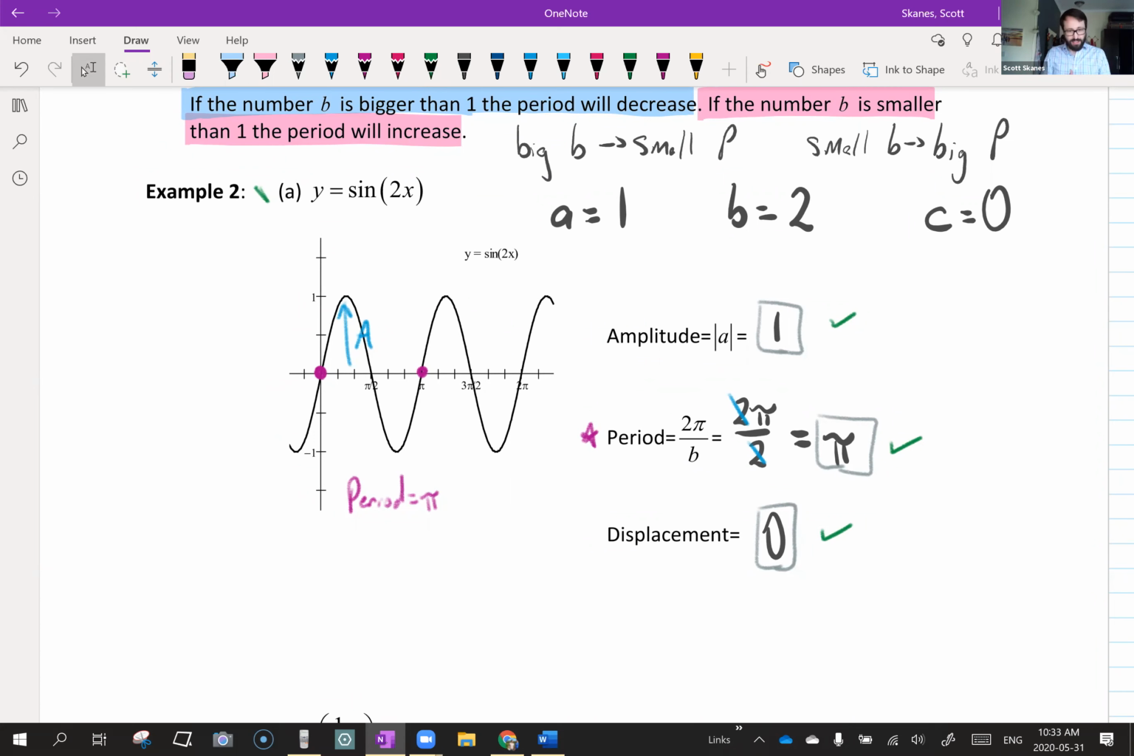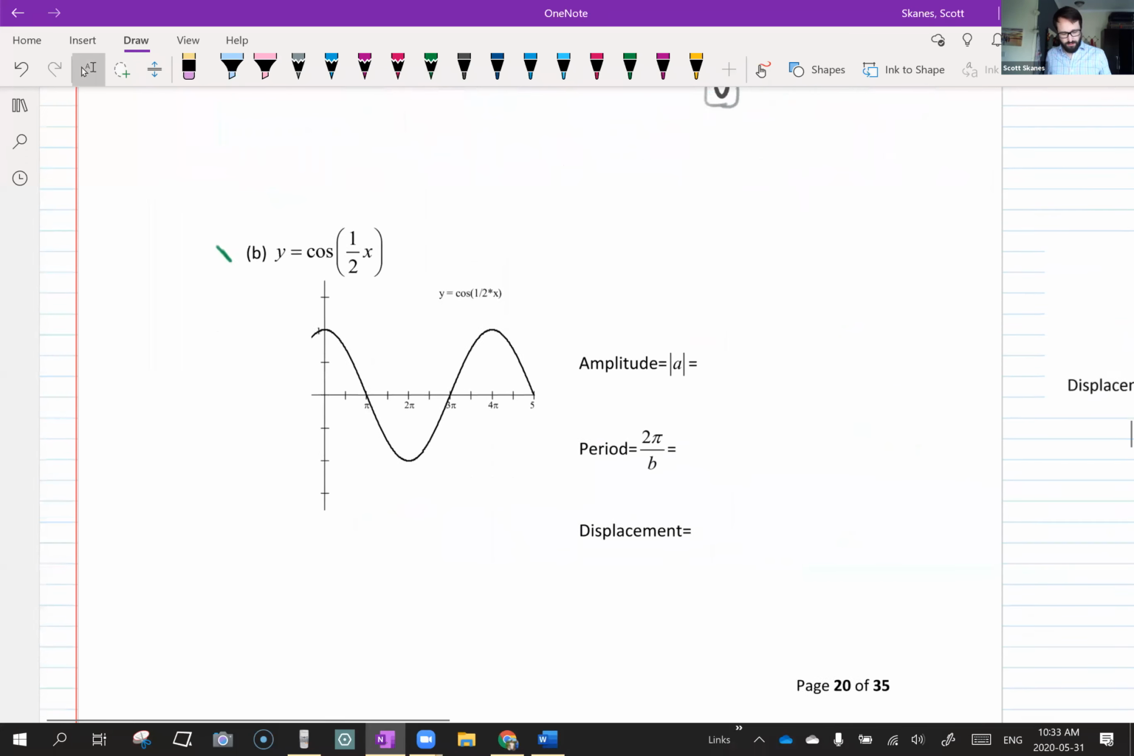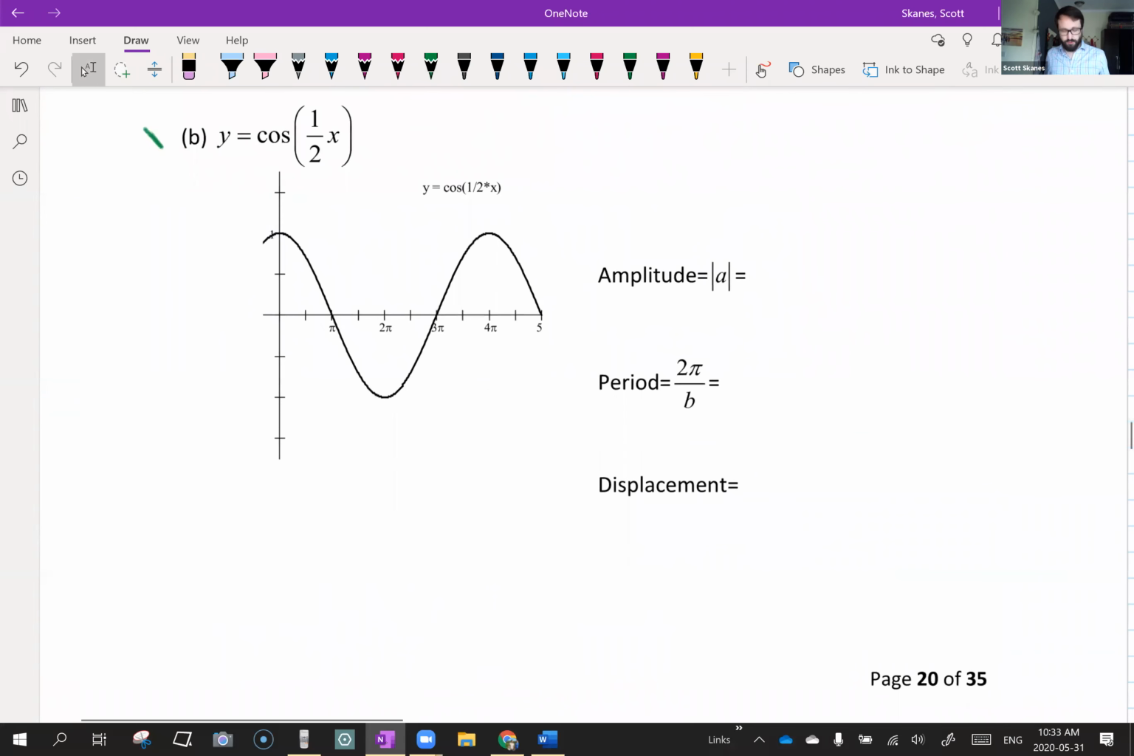All right? I'd like you to try B. B is cosine, but very little changes. Take 2 minutes and give me the answer for B, and we'll compare our values. So at 10:35, I'll come back.